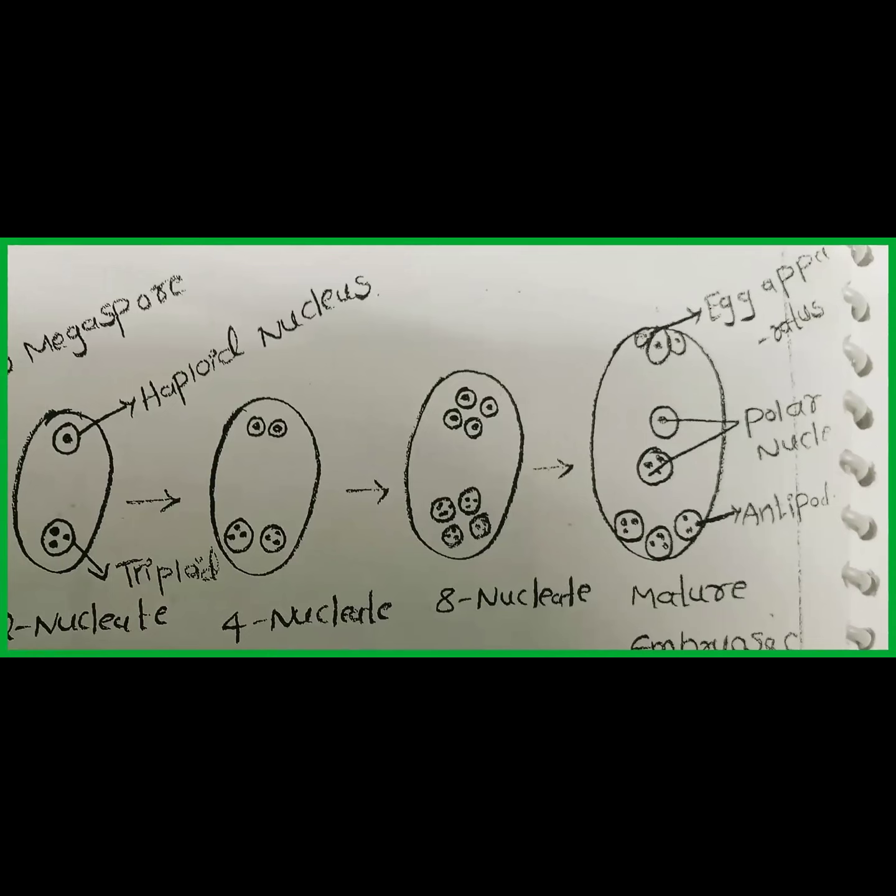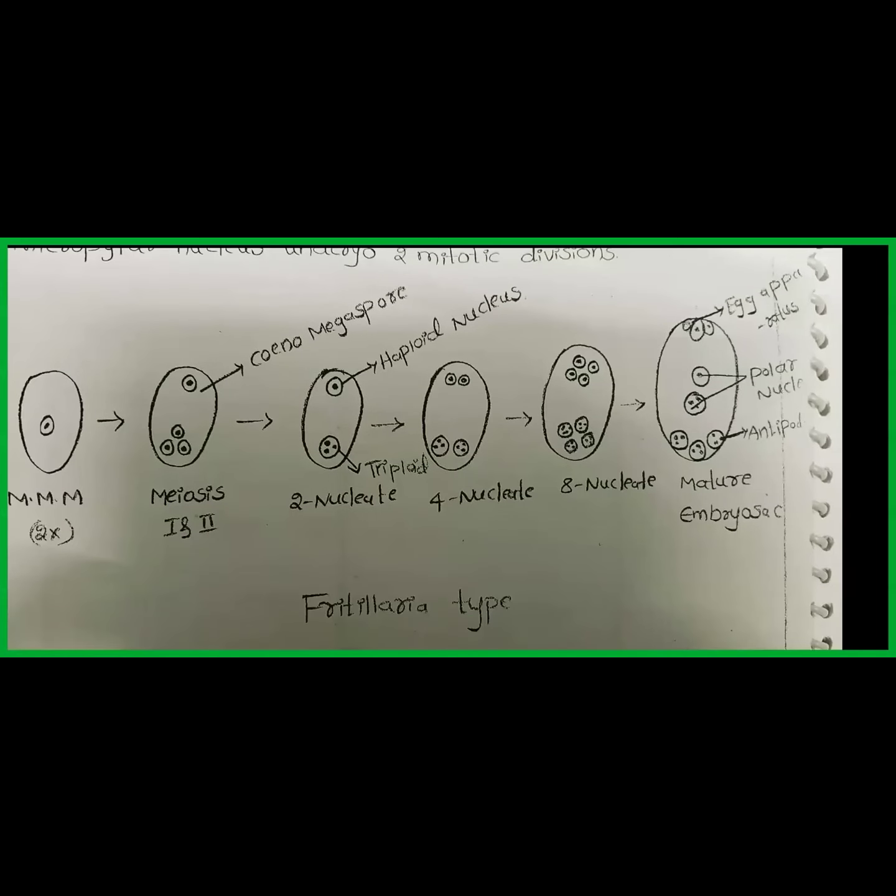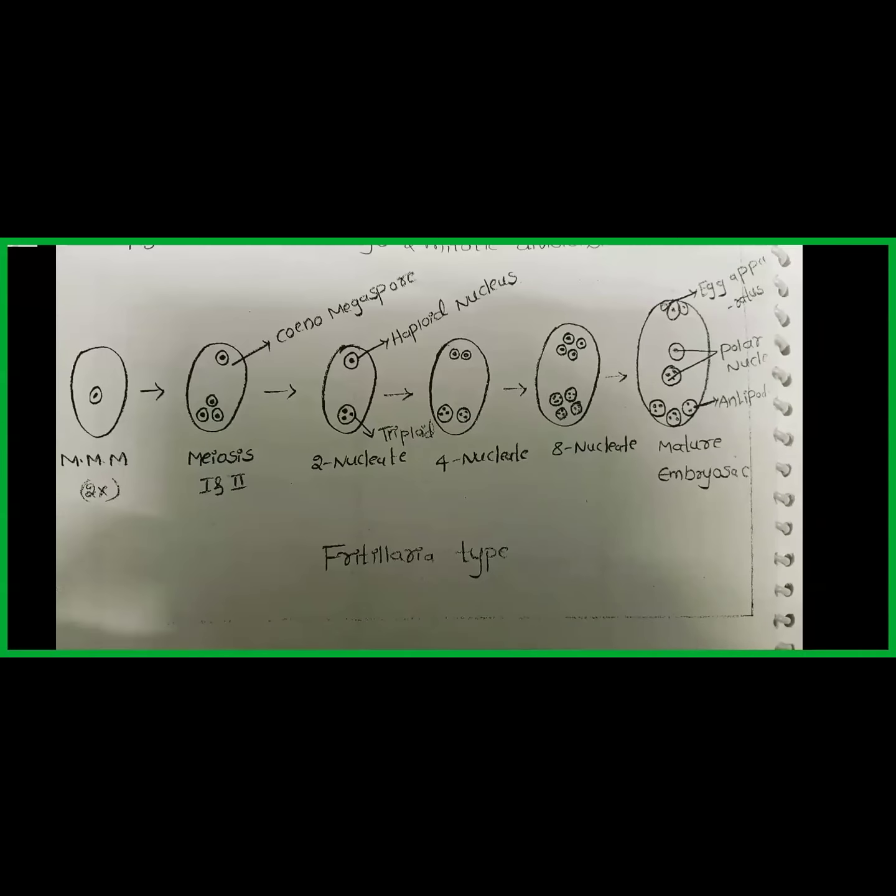This is the Fritillaria type. In Fritillaria, what is different is that triploids are formed. Okay, all of you clear? Any confusion? Okay, so the last one I am going to explain is the 4 nucleate embryo sac type, Plumbagella.